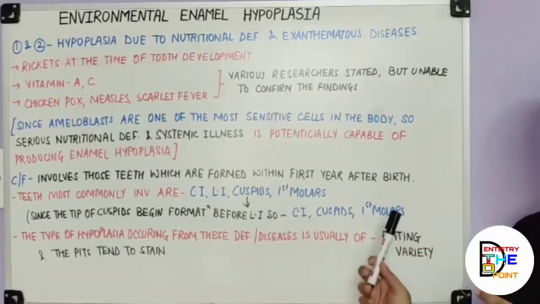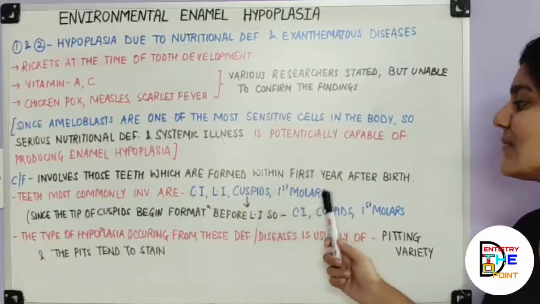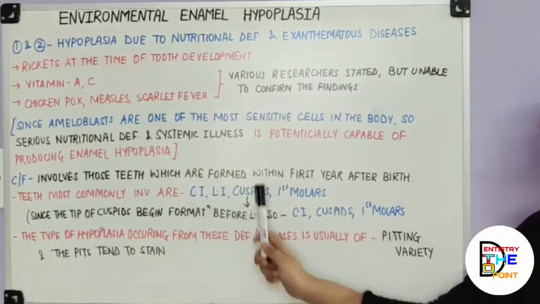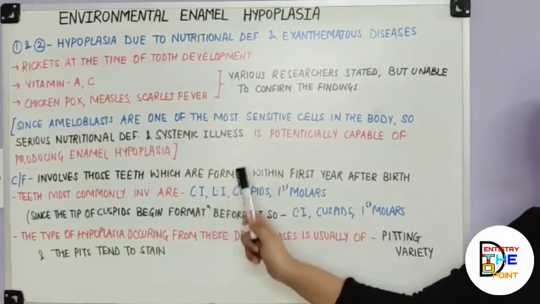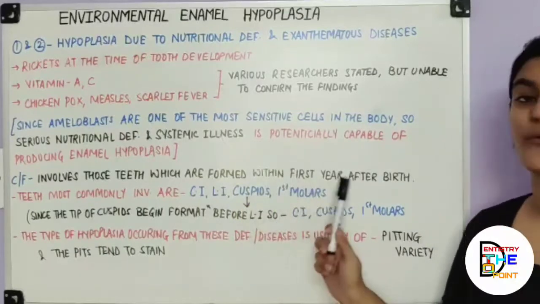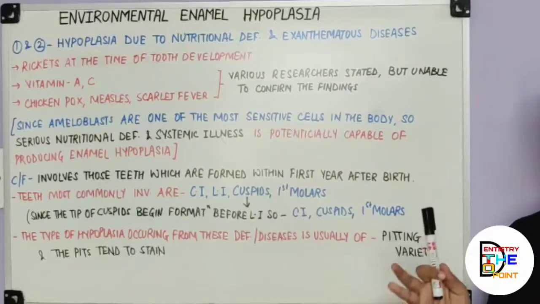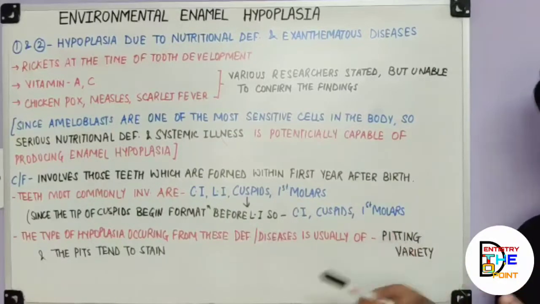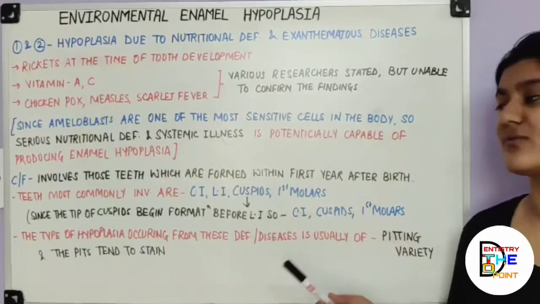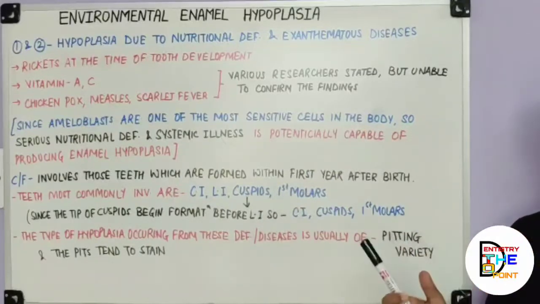Okay, and which teeth are those? These are your central incisors, lateral incisors, canines and first molars. Also, since the canines begin formation before the lateral incisors, sometimes we exclude the lateral incisors and only the centrals, the canines and the first molars are involved. Rarely are the premolars and the second molars involved, because they appear later in life, after 3 years and so on.